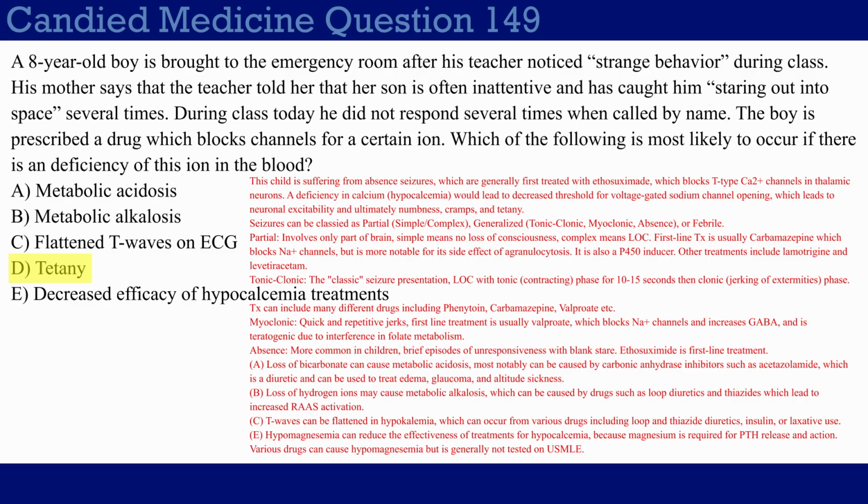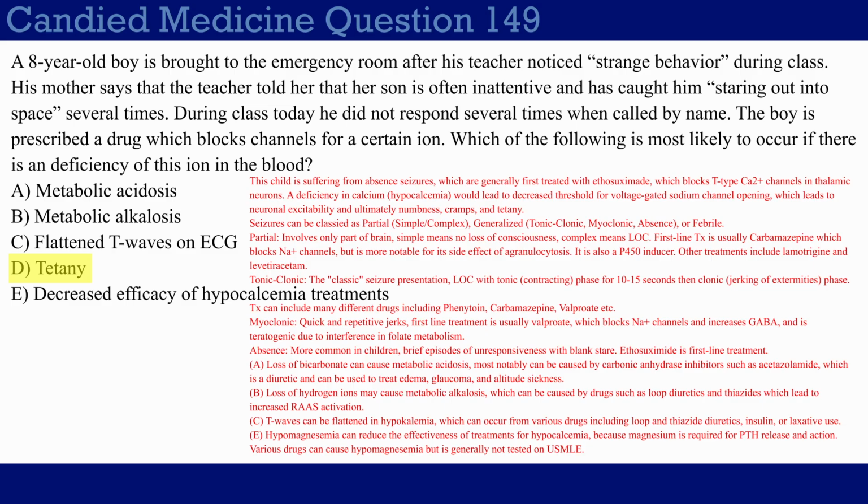Choice B, metabolic alkalosis. I guess loss of hydrogen ions could lead to metabolic alkalosis. I don't know if there's any drugs that do this as a primary effect. I guess technically antacids, but I think it's more often you'll see in USMLE stuff like loop diuretics and thiazide diuretics, which can lead to increased RAAS activation. And of course, you want to know with increased RAAS activation, it's increased aldosterone, and you're going to reabsorb more bicarb, and that's going to cause metabolic alkalosis if it's unchecked. Basic physiology of the RAAS system, you need to know that stuff.